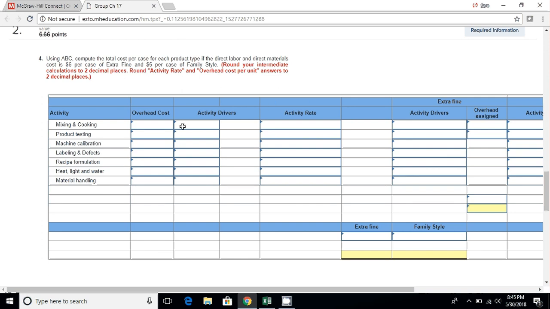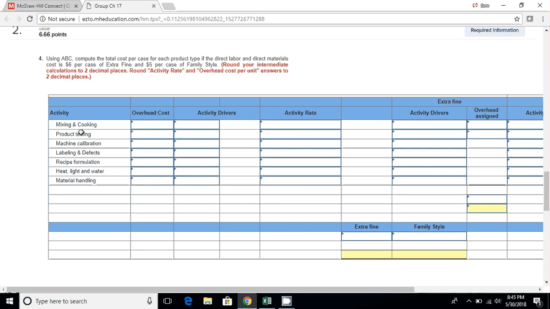So using activity-based costing, we want to compute the total cost per case for each product type if the direct labor and direct material cost $6 per case of extra fine, $5 per case of family style, it's the same thing. So they're asking us to group things into these activity pools. Basically, these are the activity pools that we're looking at.